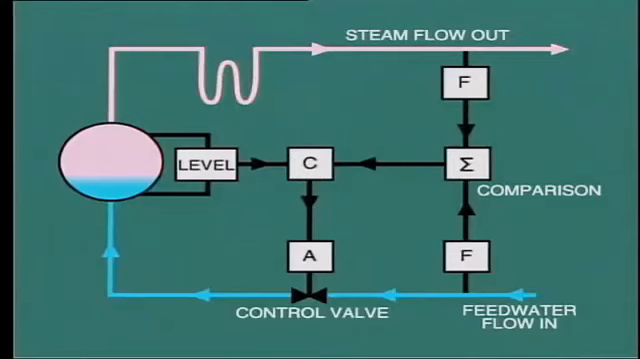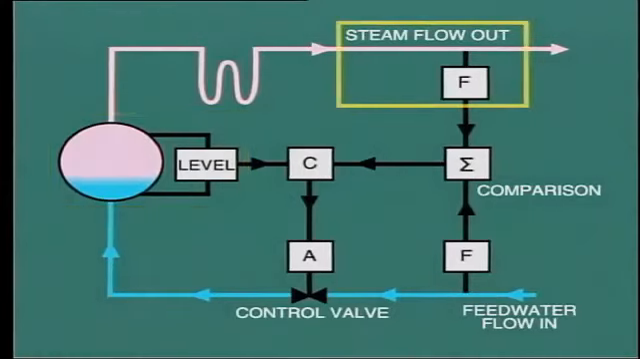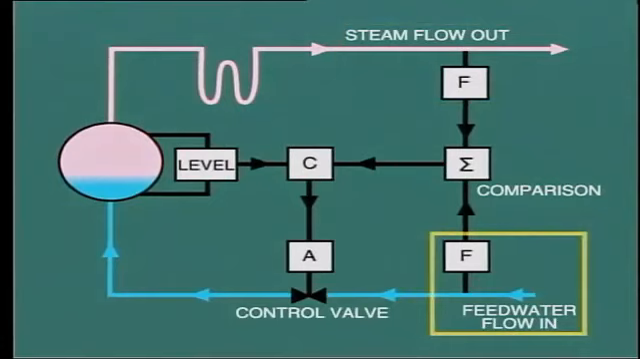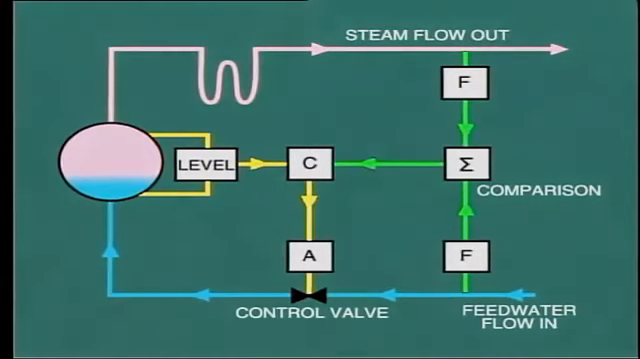Another multi-element control system that is vitally important is the boiler feed water control system. The three elements include the actual level of water in the drum, the steam flow out from the boiler, the feed water flow into the boiler. In this arrangement, the level signal tries to adjust the feed water control valve to maintain a constant level. At the same time, the difference between steam flow out and feed water flow in acts as an anticipatory signal so as to provide anticipatory action on the control valve.